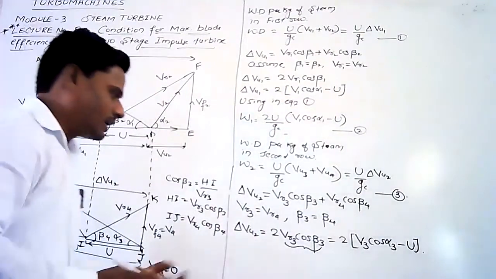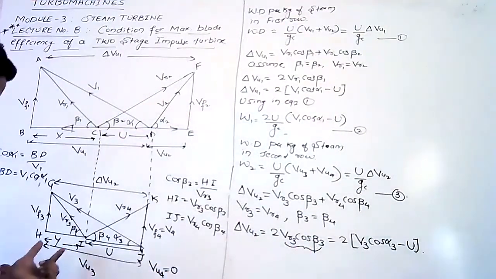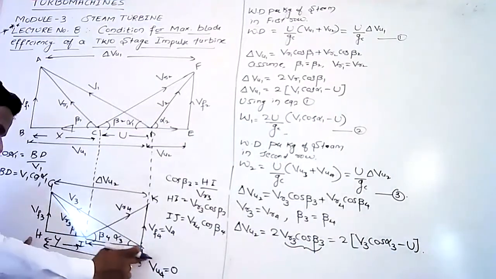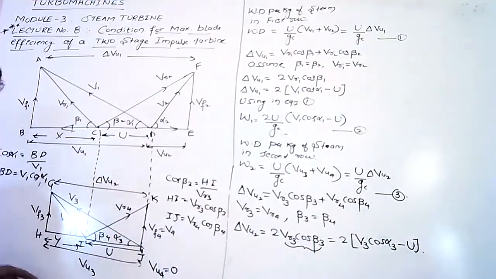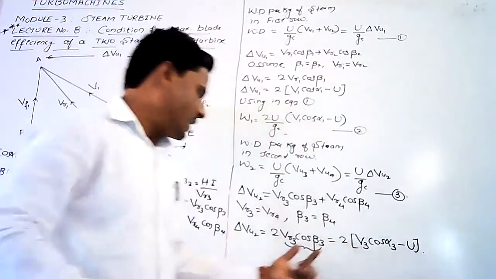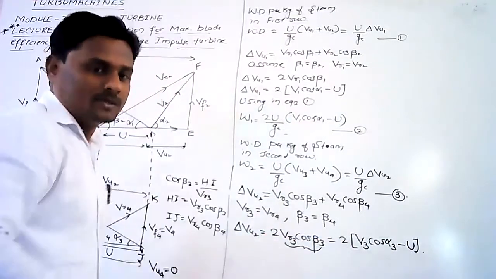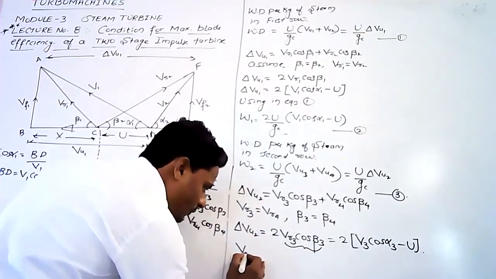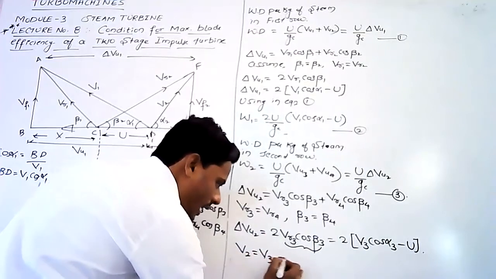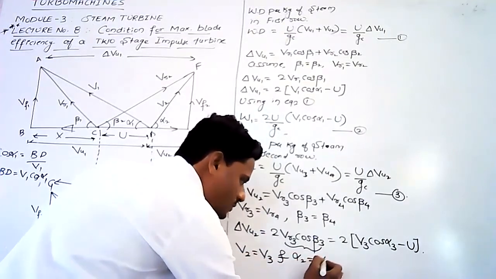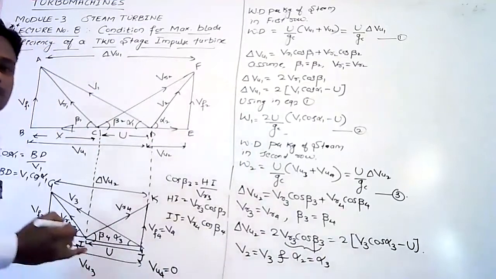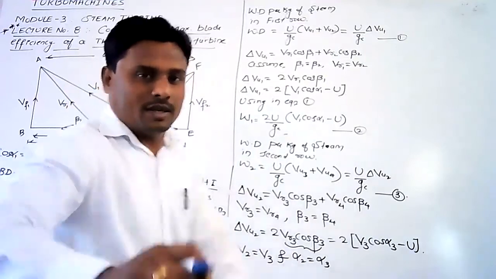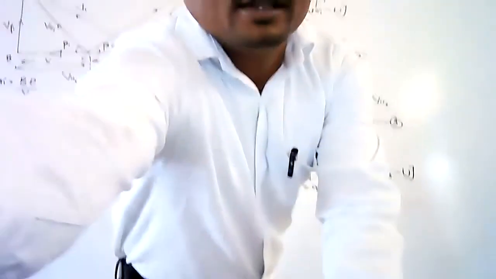Fine. Okay, I'll repeat it once again. VR3 cos beta 3 is Y. Y can be written as HJ minus U, where HJ is V3 cos alpha 3 minus U. V3 cos alpha 3 minus U into 2, which is outside the bracket, remains as it is. Now, while doing the assumptions, we have seen that V2 equals V3 and alpha 2 equals alpha 3. Is that clear?